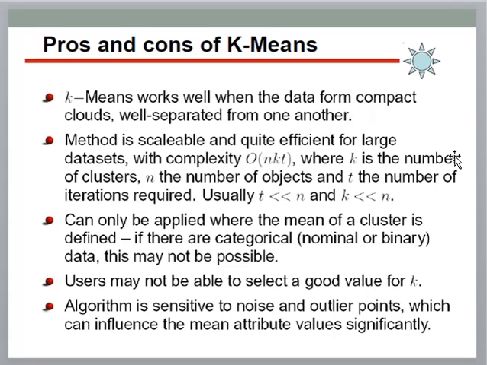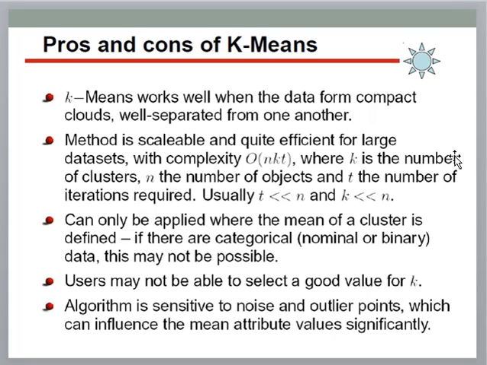Can only be applied where the mean of a cluster is defined. So here is another limitation of k-means clustering. It shows that we can apply k-means clustering only if we have the mean of the cluster very well defined, right? If there is categorical data, for example nominal or binary data, then maybe we will not be able to form clusters based on the k-means algorithm in that case. So it is necessary that the mean of the cluster should be defined very well.